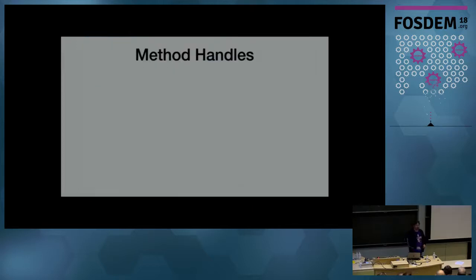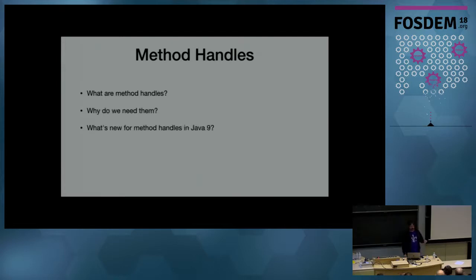Okay, so what are method handles? Here's the agenda for what we're going to talk about. We're going to talk about what method handles are, why we need them, and what's new in Java 9, a little preview of some of that stuff. I'm going to talk about a library called Invoke Binder, which I've done in a longer form in the past, but a little primer just so you understand some of the code. And then maybe we'll try and do something crazy with method handles.